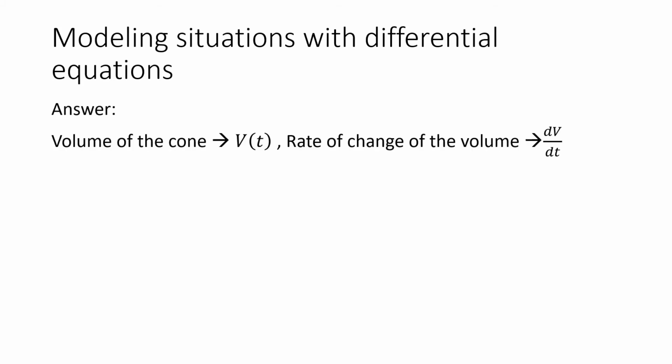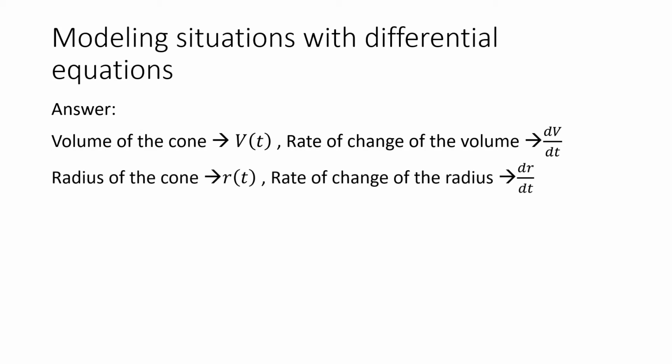Now here's the answer. The volume of the cone we're going to represent with v of t. The rate of change of the volume we're going to represent with dV/dt. The radius of the cone, similarly, is going to be r of t. The rate of change of the radius is going to be dr/dt. Now, dV/dt is proportional to h, the height, times dr/dt times r of t. Normally, we'd write this as dV/dt is proportional to each of these things individually, and then put it all together in this form.